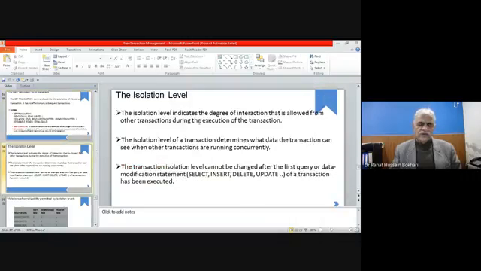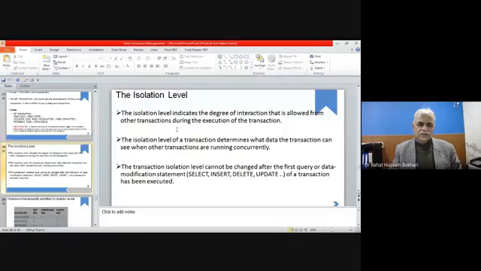So one is the isolation level, how the transaction should be carried out in an isolated way. If the isolation level is low, it is flexible, and it is more accessible to many users. The isolation level indicates the degree of interaction that is allowed from other transactions during execution of the transaction. So if the isolation level is high, then it is difficult for other users to interfere.